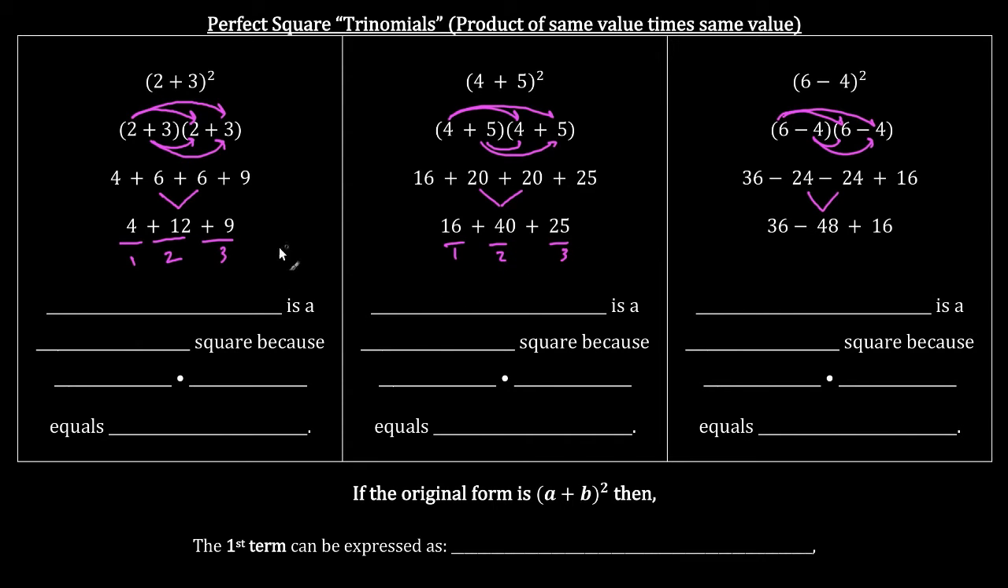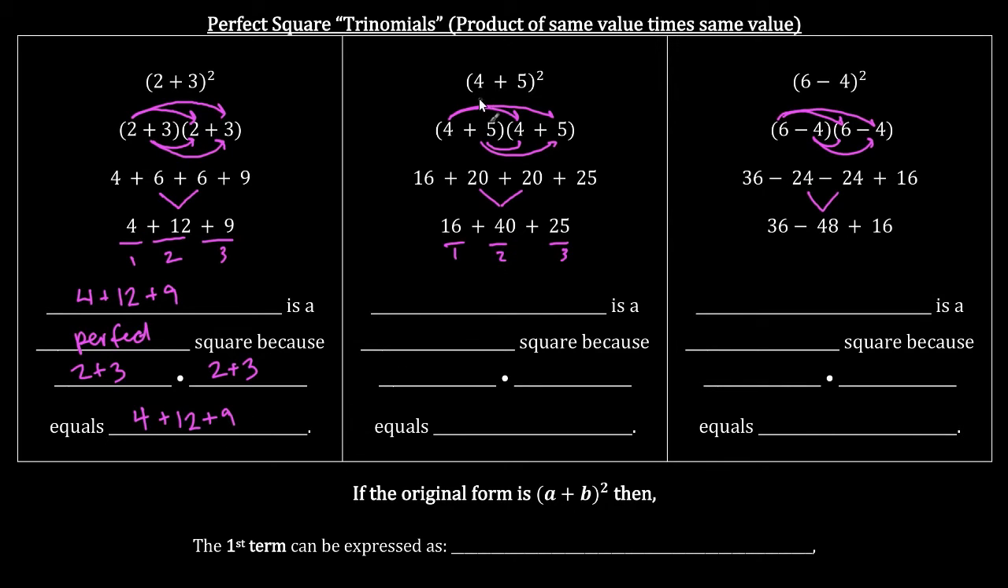And same for the last one. Now, let's go back to this original one again. 2 plus 3 squared ended up with 4 plus 12 plus 9. That means that 4 plus 12 plus 9 is a perfect square, so to speak, because 2 plus 3 times 2 plus 3 can be expressed as 4 plus 12 plus 9.